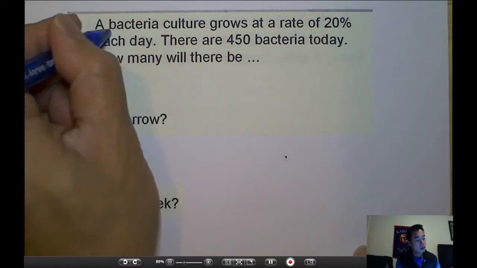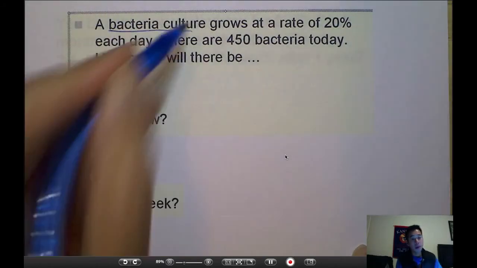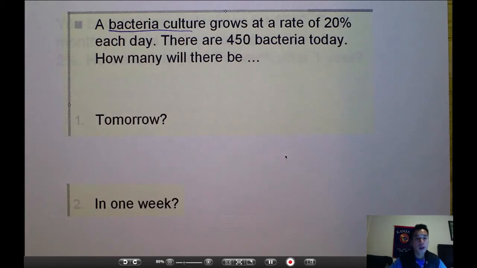Now let's just jump right in. A bacteria question. Bacteria is a very popular question when it comes to growth or decay. A bacteria culture grows at the rate of 20% each day. There are 450 bacteria today. How many will there be: 1, tomorrow, 2, in a week?